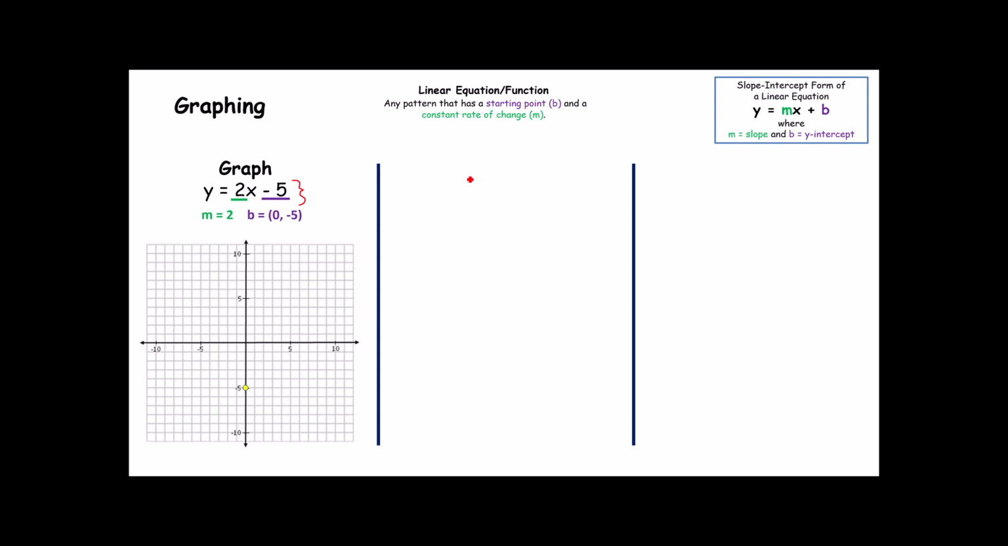I would just start off at 0, -5, and I'm going to grow by 2 every time. That's up 2 over 1. There's my new dot. Up 2 over 1, up 2 over 1, up 2 over 1, and I continue doing this. This begs the question, how many of these do I need to do?